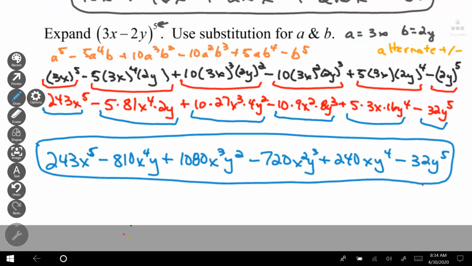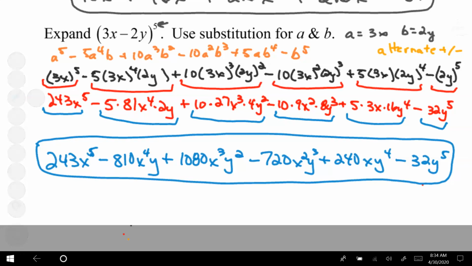And then finally this last problem, it's a lot of work. 3x minus 2y to the 5th. I used my 5th row. I alternated signs between positive and negative because of the minus sign in the middle. And I put in 3x for a and 2y for b. I did one little step of substituting it in. I kind of did the arithmetic of breaking it down in the middle. And the last step, I just multiplied everything out, used my calculator. And I got the final result there on the bottom.